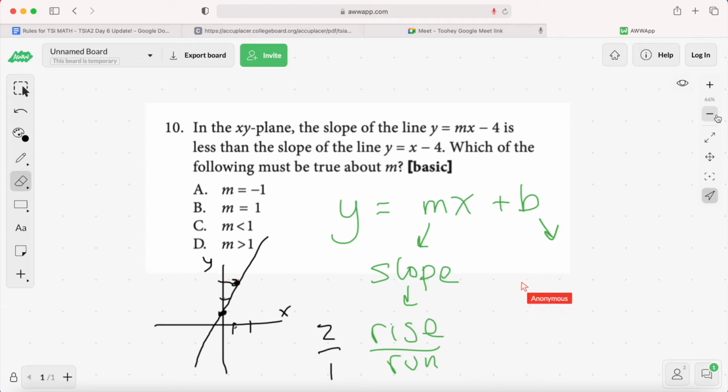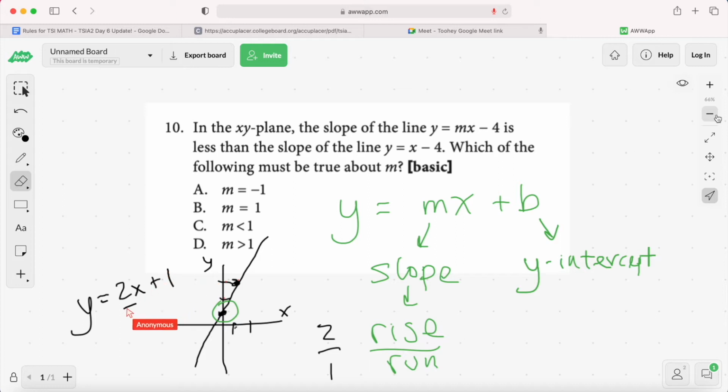The b value is the y-intercept, which means where the line goes through the y-axis. In the case of the graph I just drew, it goes through the y-axis at that point, 1. That's the y value. So the y-intercept, the b value, is 1. So the equation for this line that I just drew would be y equals 2x plus 1, because it has a slope of 2 and a y-intercept of 1. Does that make some sense, Francisco? Yes. Okay.